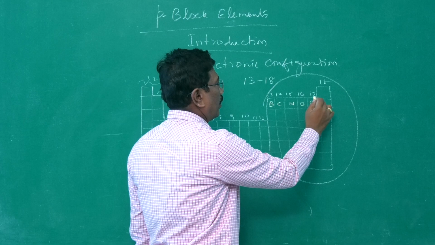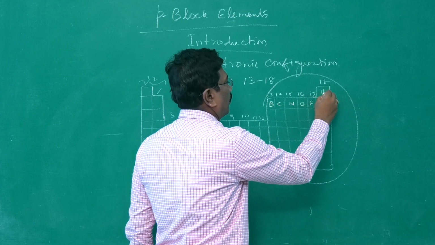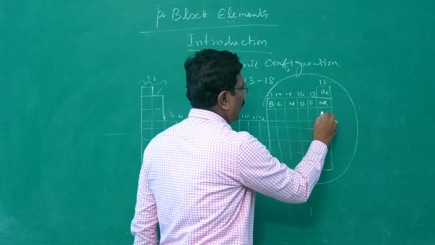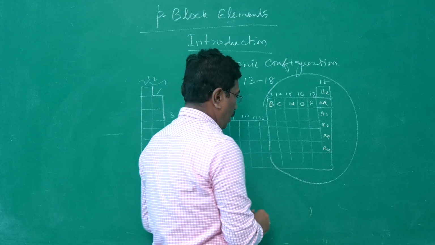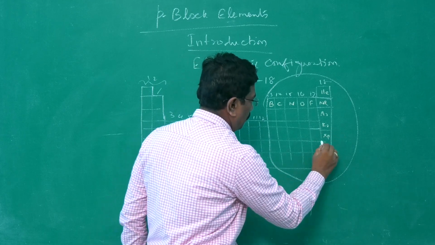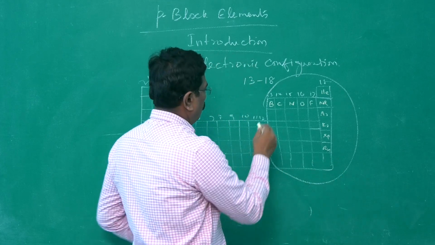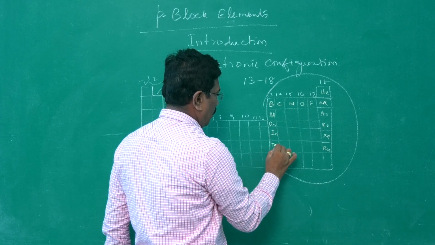Here the first P block column starts from helium. So helium, neon, argon, krypton, xenon, radon. I am not writing the radioactive elements which are present in the last period. Here boron, aluminum, gallium, indium and thallium.